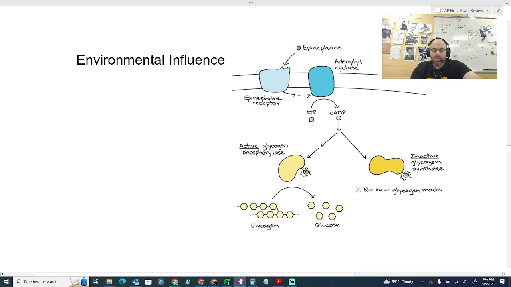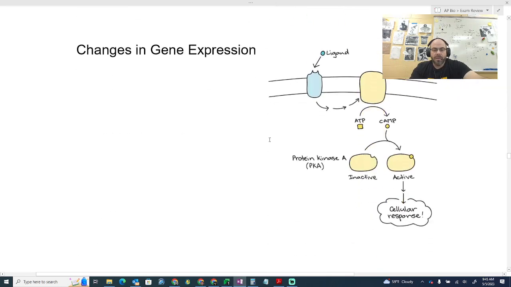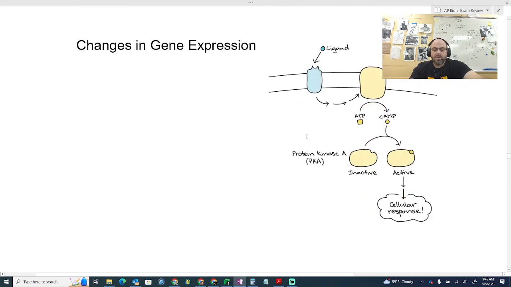Glycogen's going to be used in order to give you extra energy. Blood vessels are going to dilate. All this stuff is going to be happening to cause you to be able to run a little bit faster, not faster than those dogs, so hopefully that doesn't happen to you. And this is going to cause change in gene expression. And so this is important. Environmental responses cause a change in gene expression.